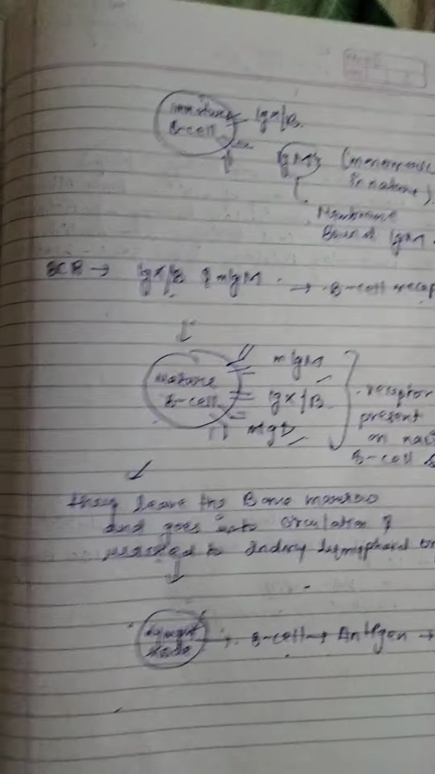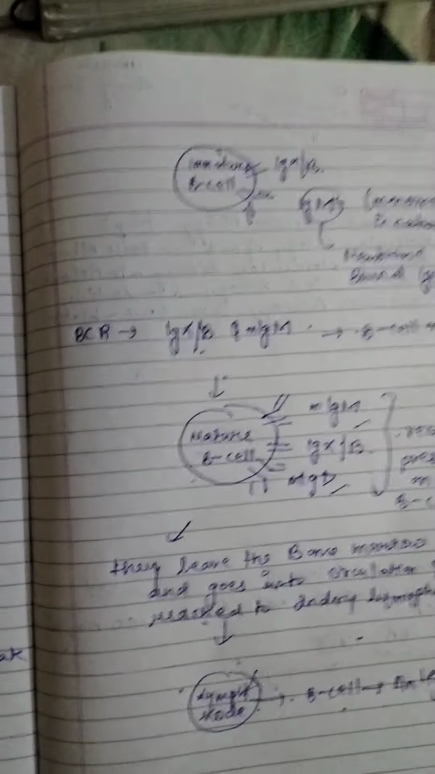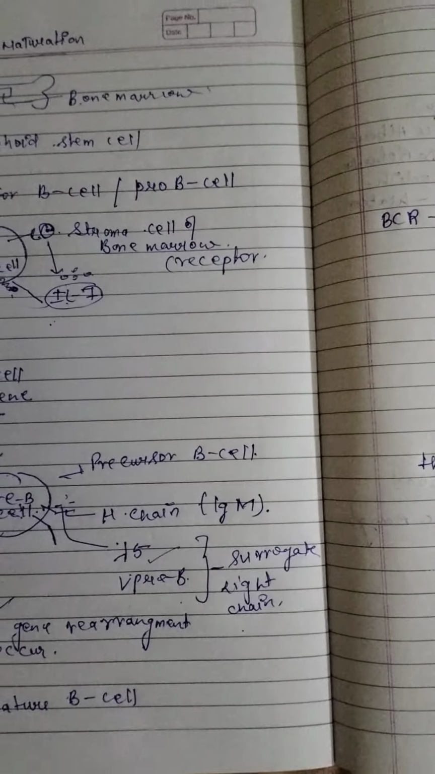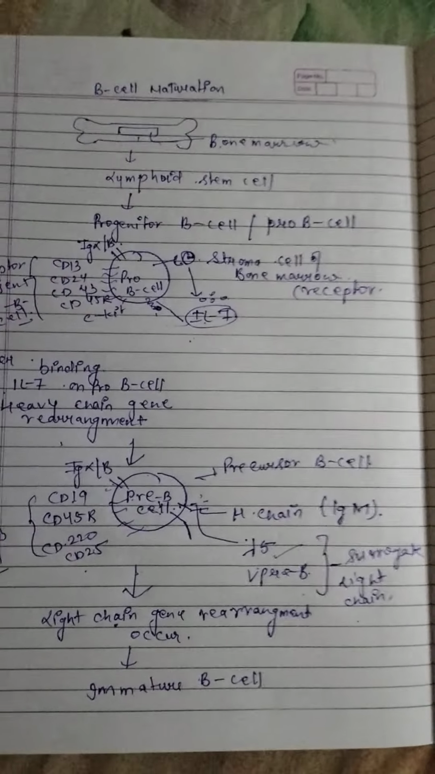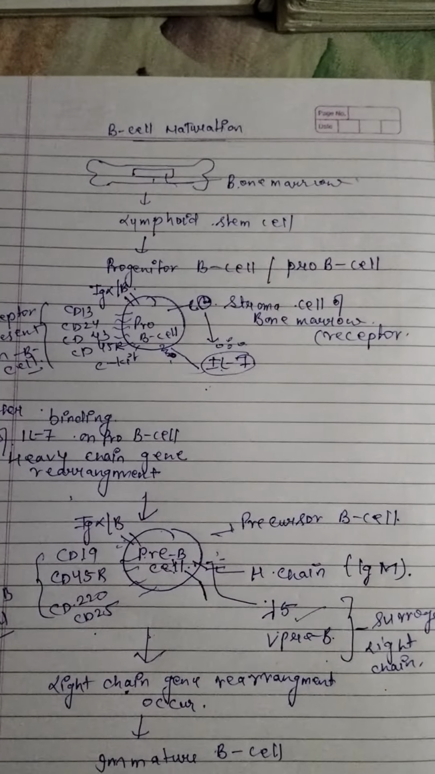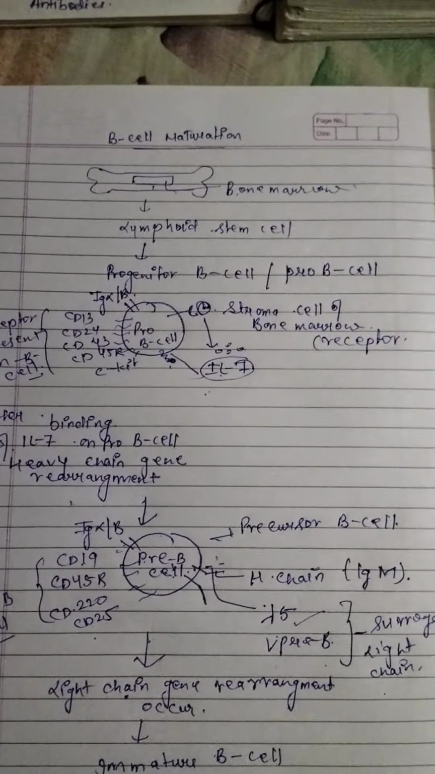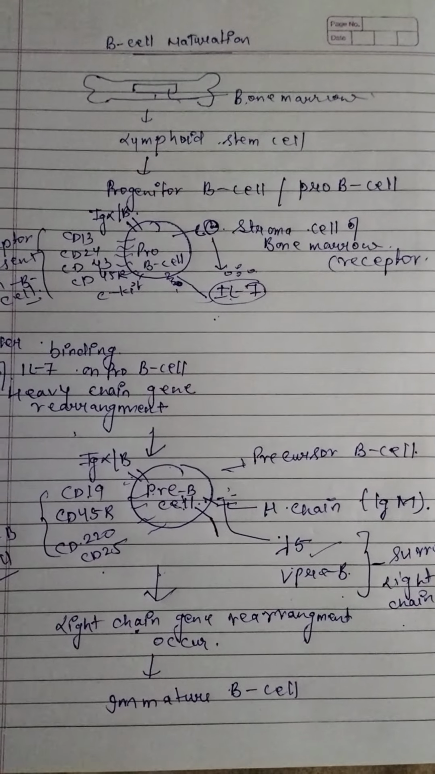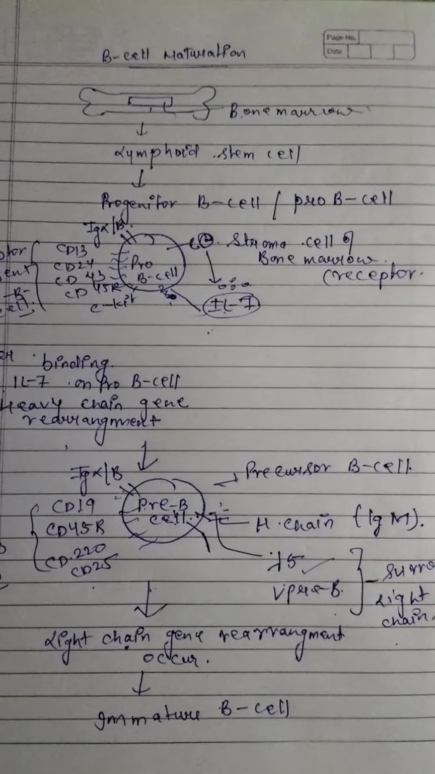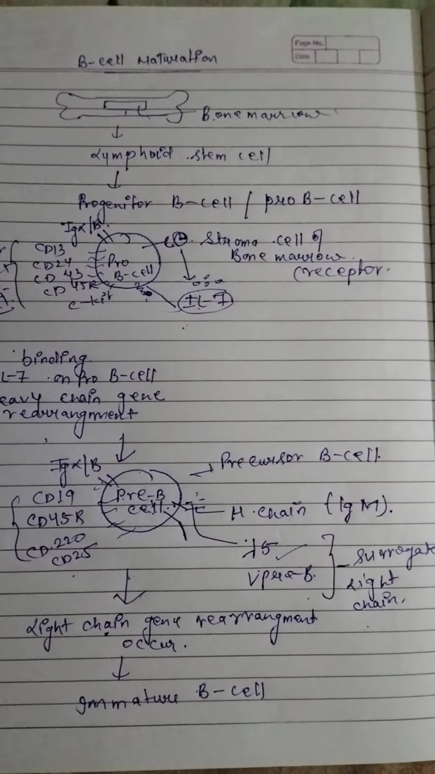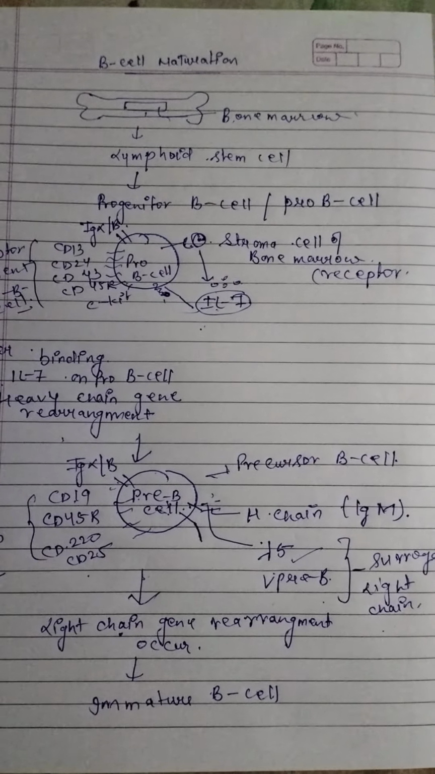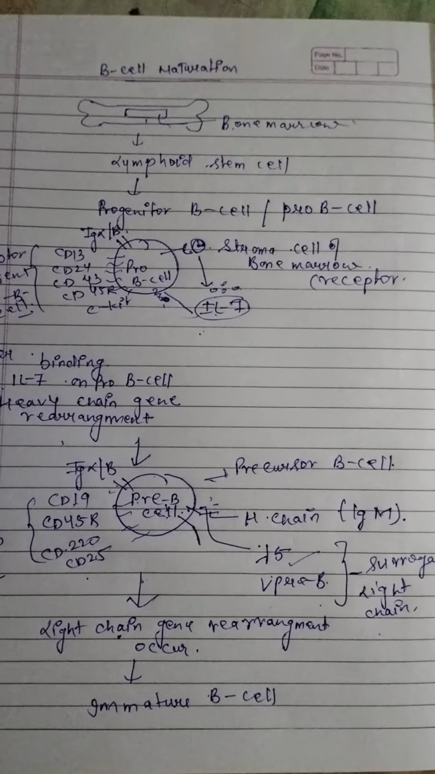So guys, T cell maturation is complete. This topic is completed. The overview is that B cells originate in the bone marrow and then differentiate and mature also in the bone marrow. Lymphoid stem cells differentiate into progenitor B cells, which consist of some receptors and also a stroma cell receptor, where stroma cells of the bone marrow attach and release interleukin 7.